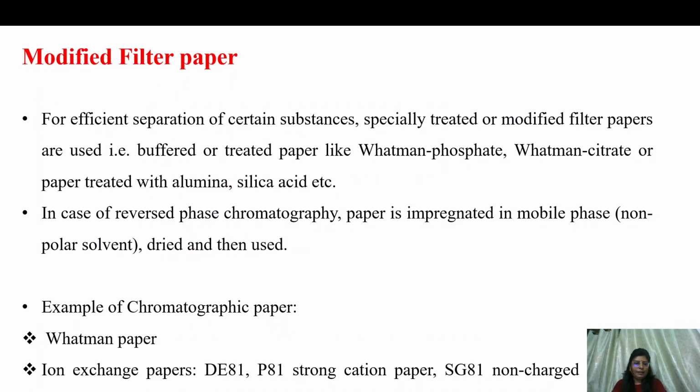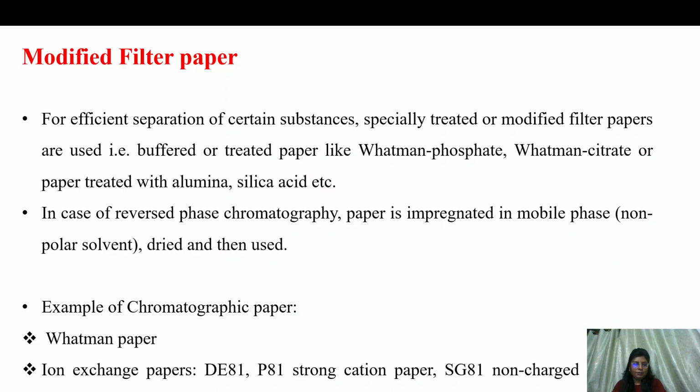Now let's talk about the modified filter paper. For efficient separation of certain substances, specially treated or modified filter papers are used, that is buffered or treated paper like Whatman phosphate, Whatman citrate, or paper treated with alumina or silica gel. In the case of reverse phase chromatography, paper is impregnated with the stationary phase, that is a non-polar solvent we can use. Then afterwards we will dry it and then use it.